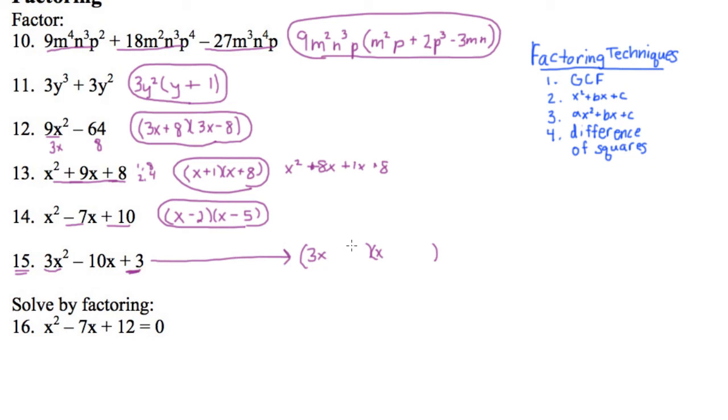I know that I need this number times this number would be a positive 3. So I could have a 1 and a 3 or a negative 1 and a negative 3. Since this number is negative, I know that there's got to be some negatives in here. So this has to be either negative 1, negative 3, or the order could be switched around. I could have 3x minus 3 times x minus 1. So now I'm just going to check. I'm going to FOIL this out and see which one gives me 3x squared minus 10x plus 3.